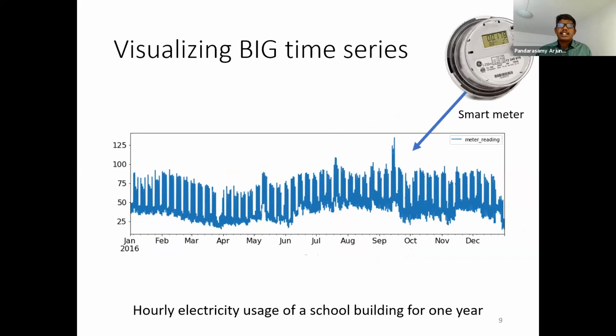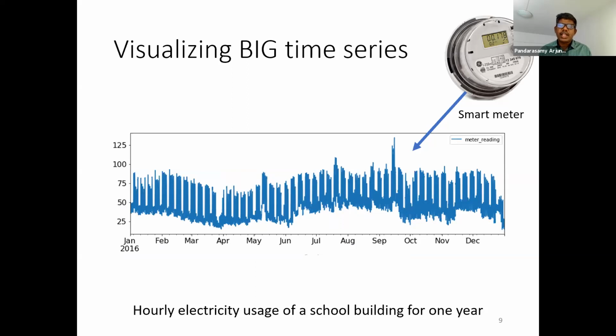Let's see how we can visualize this big time series. In the case of a normal time series, say a few hundred readings, we can easily plot a line chart and see it clearly. Here I'm showing an example of smart meter data. A smart meter is like the traditional meter that we have in our house, but the advantage is that it can generate data at a fixed interval, like 1 hour. Every hour it can take a reading, and it will send that to the smart grid.